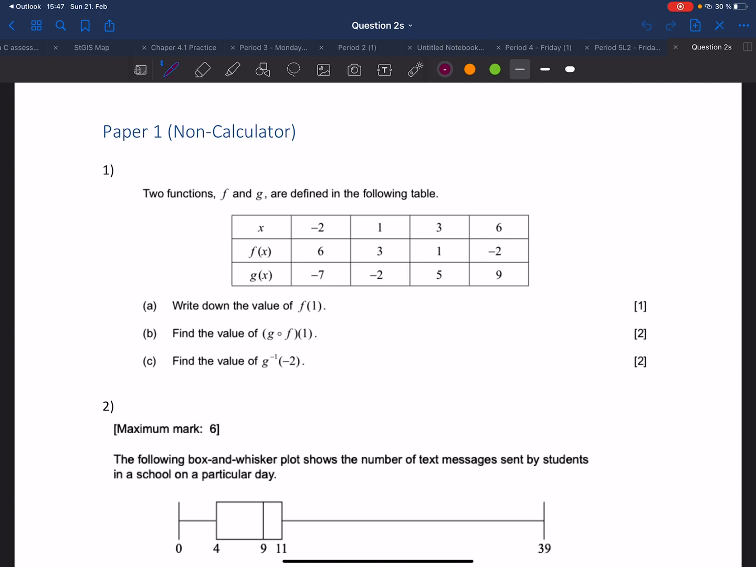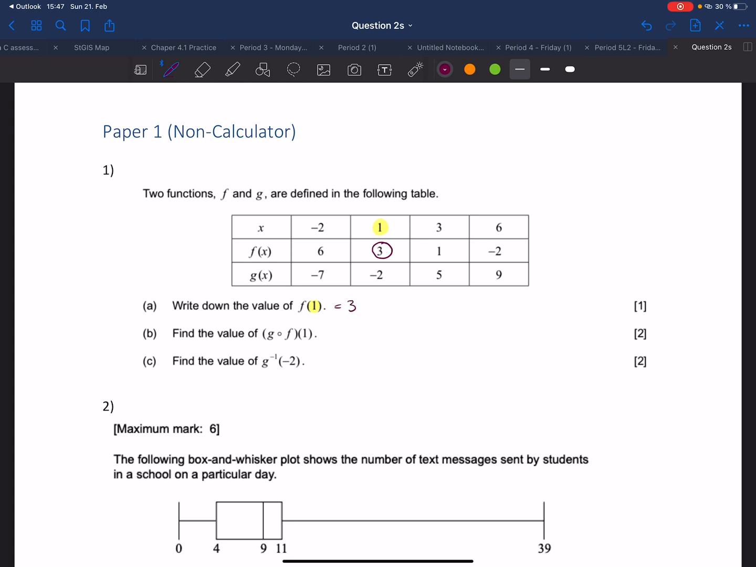So this first question is checking in on how well you understand functions, and in particular function notation. The first question asks you to find the function value f of 1. So it's saying x is equal to 1. What is f of 1? In that case, we're looking here. X is equal to 1. What is f of 1? Then our answer is this solution here.